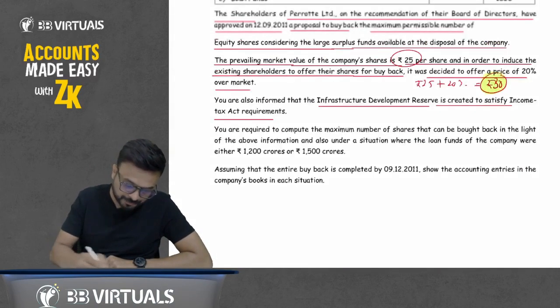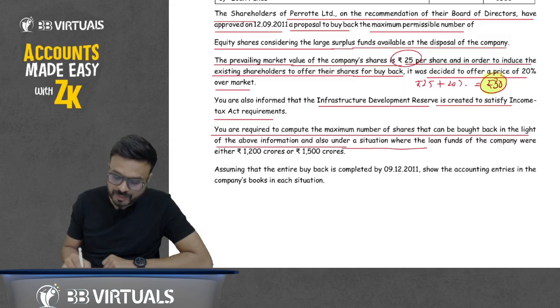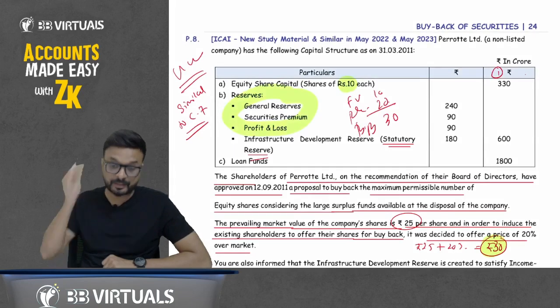Now you are required to compute the maximum number of shares that can be bought back in the light of the above information. Also, under a situation where the loan funds of the company were either rupees 1200 or 1500. It means there are three situations here.